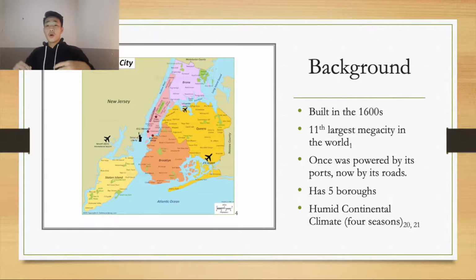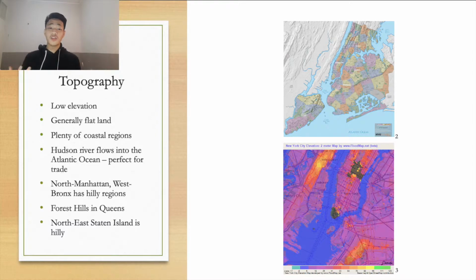Alright, so New York City was built in the 1600s by the Dutch colonizers, and it was once a port city. The climate of New York City is the humid continental climate, which means that it has 4 seasons. The topography of New York is quite low in elevation and it is generally flat land.